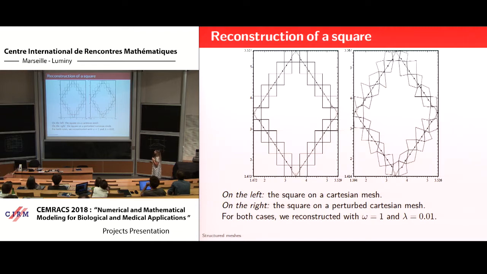Then we had fun and we tried to reconstruct a square. The square is not the best choice to use curve reconstruction, but it was just to show that it works pretty well also on straight lines. And if we randomly displace the Cartesian mesh, we still get a nice picture. In this case, maybe we could use omega equal to infinity. It was just to test.